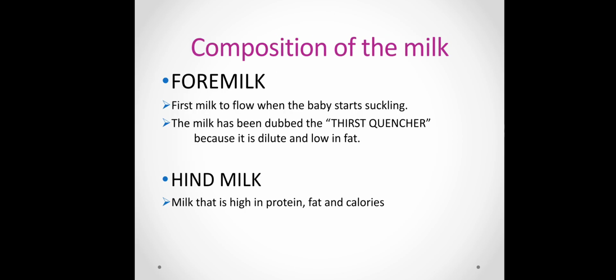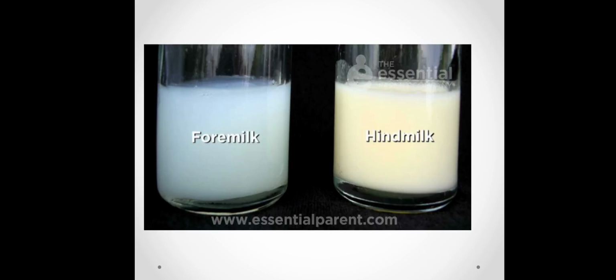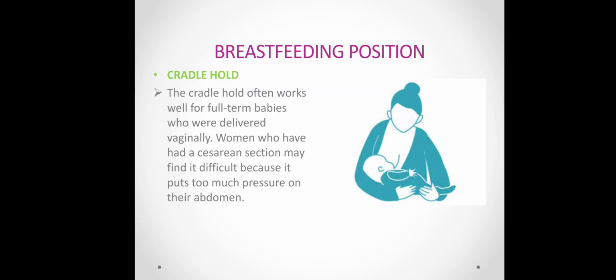So, what is the composition of the milk? We have the foremilk and the hindmilk. Foremilk is the first milk to flow when the baby starts suckling. The milk has been dubbed the thirst quencher because it is diluted and low in fat. Again, thirst quencher, meaning it takes away your thirst. The hindmilk is milk that is high in protein and fats or calories. Those are the two compositions of our milk. You can see that the foremilk is lighter compared to our hindmilk.